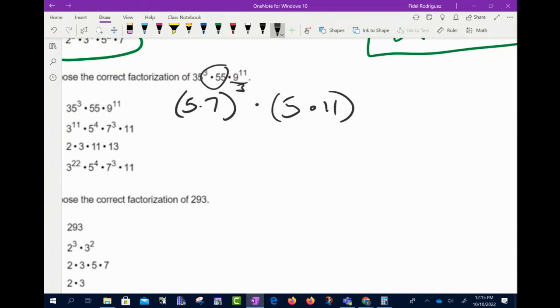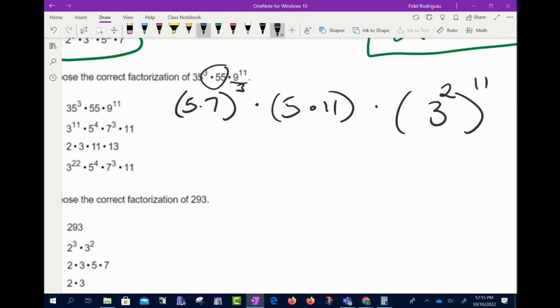Now, the next thing I have here, I have the number 9. Do you guys agree that 9 is 3 times 3? And isn't 3 times 3 the same thing as 3 squared? Right? Okay. So y'all, there's a rule. These are just rules of exponents, okay? And I'm going to walk y'all through them right here.